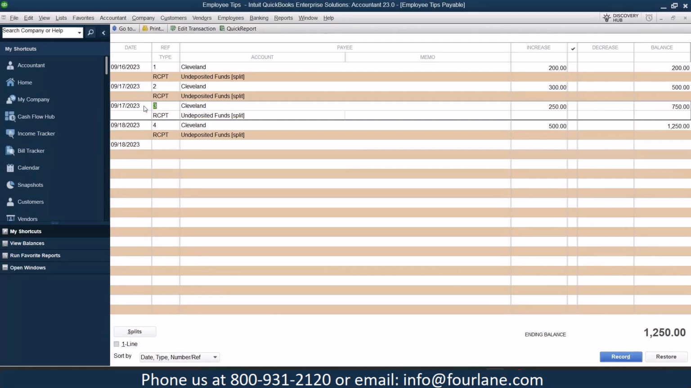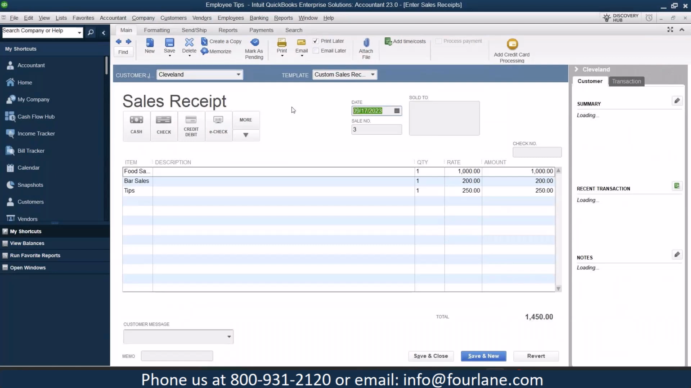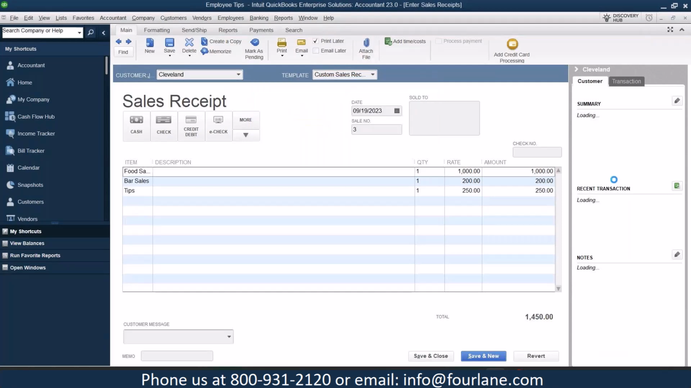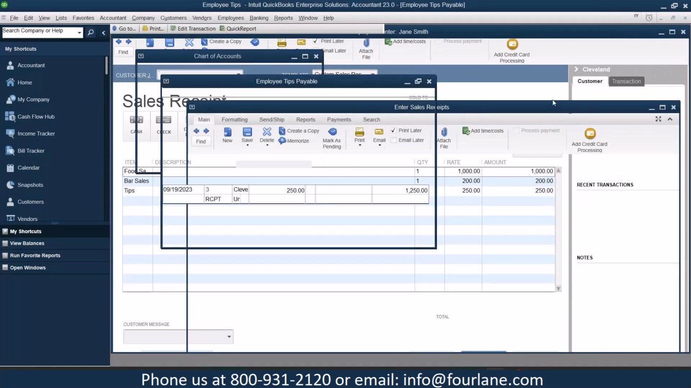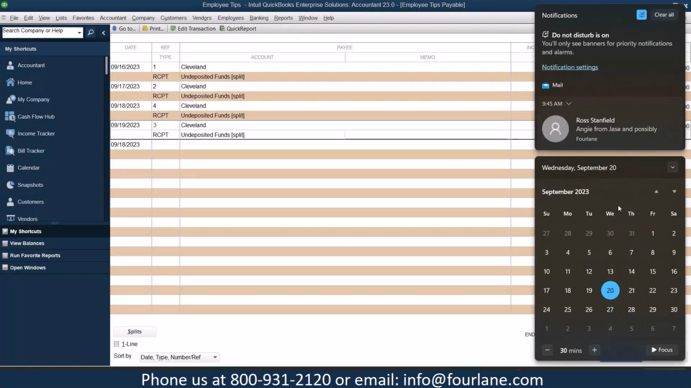So, it looks like I've got 2 receipts that are the same day. So let me just adjust this one here. We'll make this one 9/18 so that we have one for each day. Okay, so those tips are going to be accumulating, and I've just got this for the 16th through the 19th.